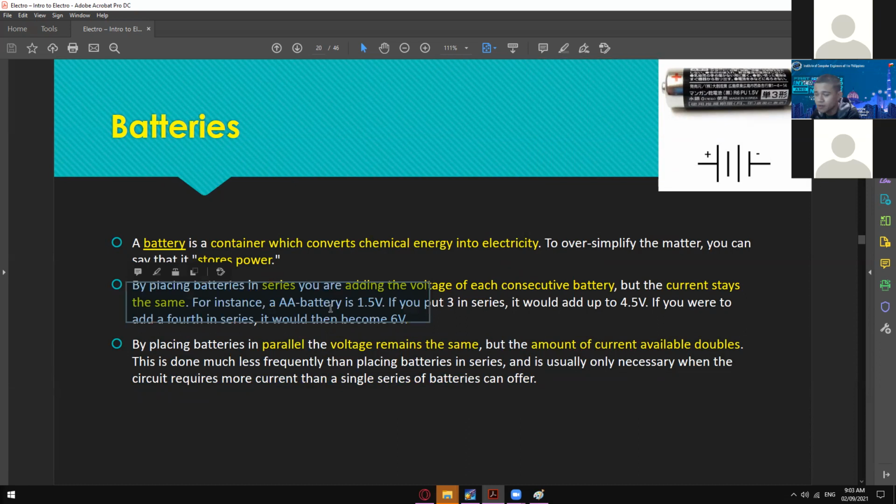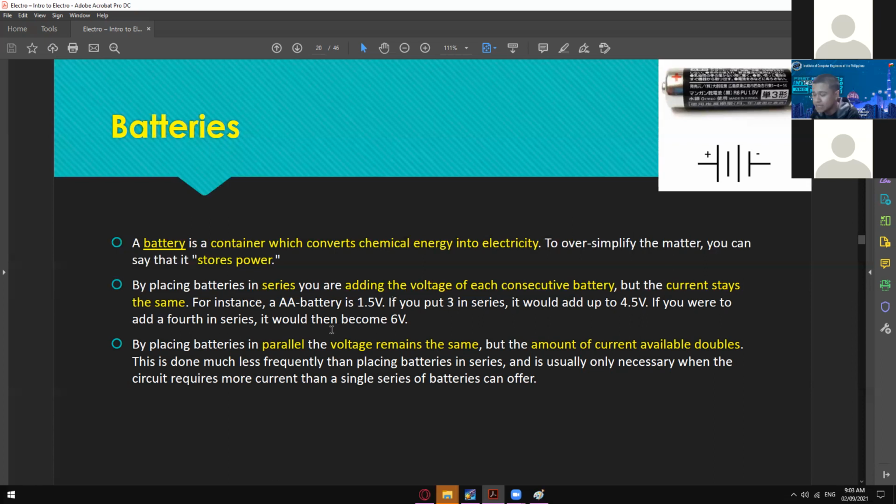In series, if you're going to combine them in a series connection, of course you will come up with, let's say, if we have three 1.5 volts AA batteries, then you'll come up with 4.5 volts. So the current will still remain. You're just increasing the voltage capacity of your battery. So meaning it will last longer than the usual one AA battery only. If 1.5 volts can last for 3 hours, then just multiply it by 3, and you're now having 9 hours of battery.